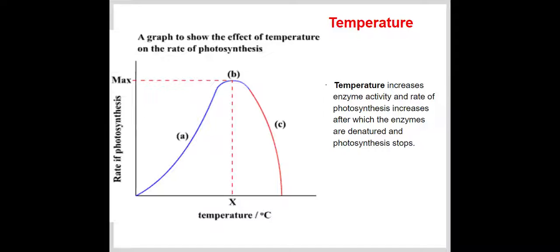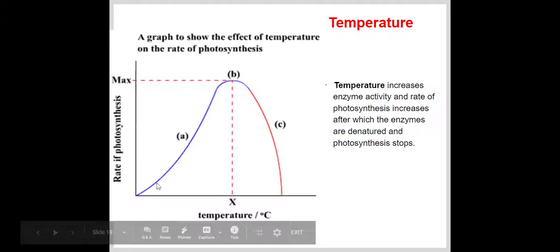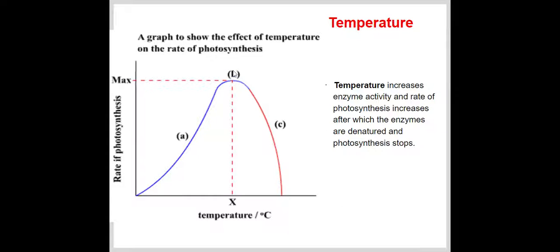Okay, so we'll start with temperature. With this graph here, we can see the effect of temperature on the rate of photosynthesis. Now, last time we looked at enzymes and we said that photosynthesis is an enzyme-controlled reaction. The enzyme being Rubisco in the light-independent phase.